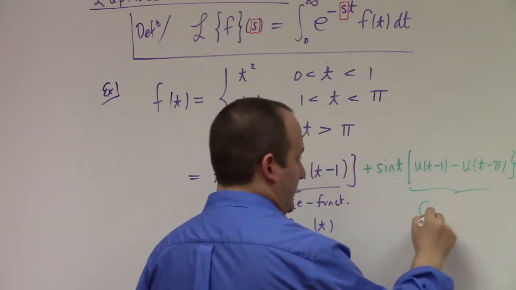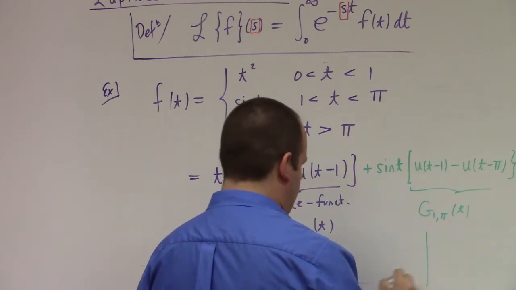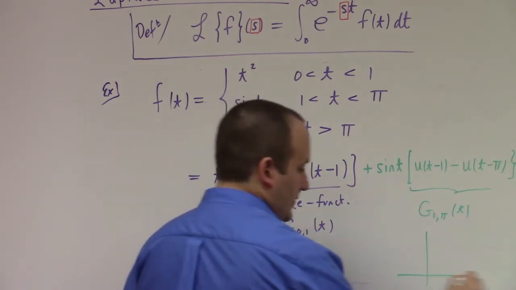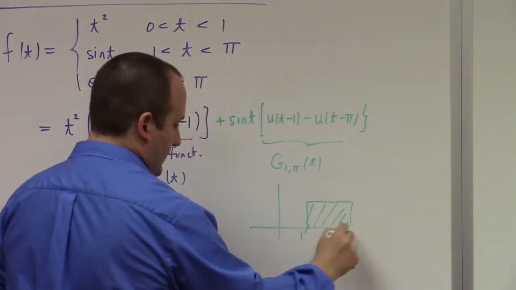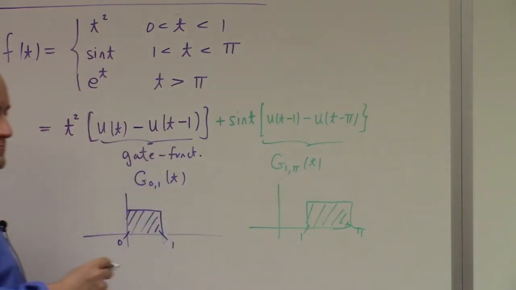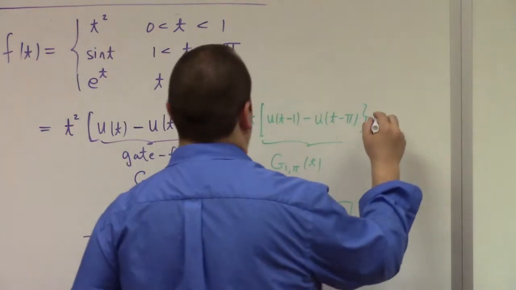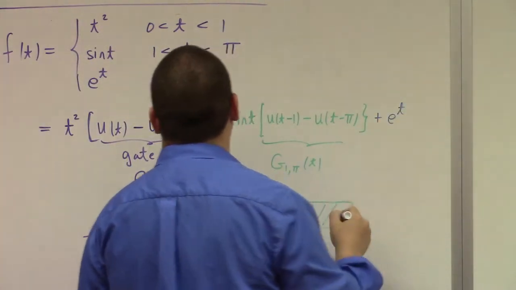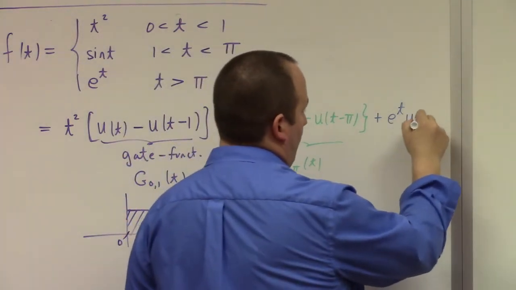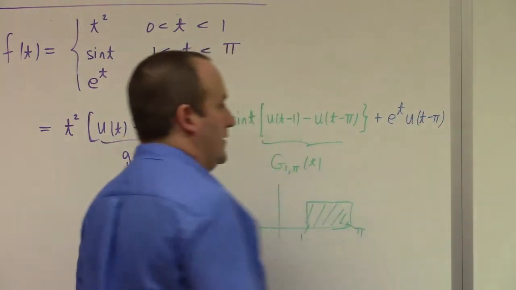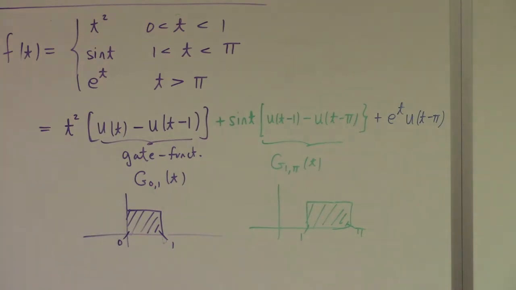So this is the gate function from 1 to pi. Its graph is non-zero just in here, right? And then you turn on e to the t at time pi, and you never turn it off. So there you go. This is how to express a piecewise defined function in terms of sums of these unit step functions, right? And of course, you can see that we can do algebra to rewrite this.